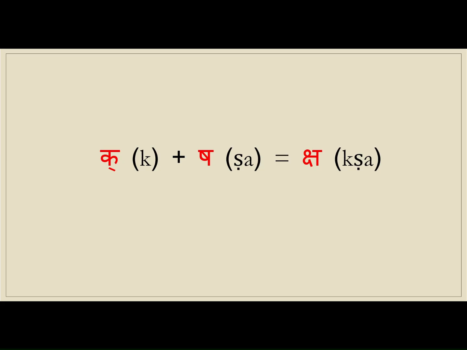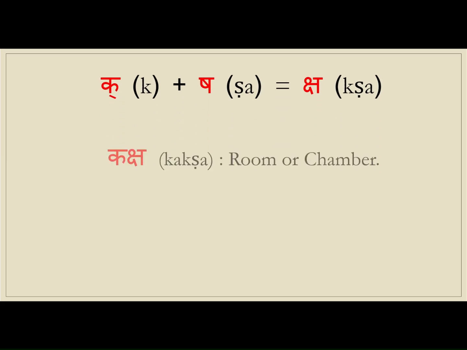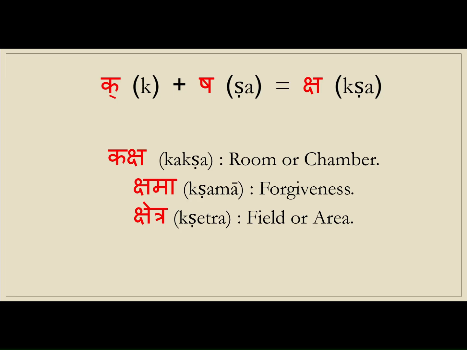Now we are going to learn about combined consonants of Sanskrit. The first combined consonant of Sanskrit is Halanta ka plus retroflex sha, which forms ksha. The Sanskrit examples are words like kaksha, which means room or chamber, the word kshama, which means forgiveness, and the word kshetra, which means field or area.